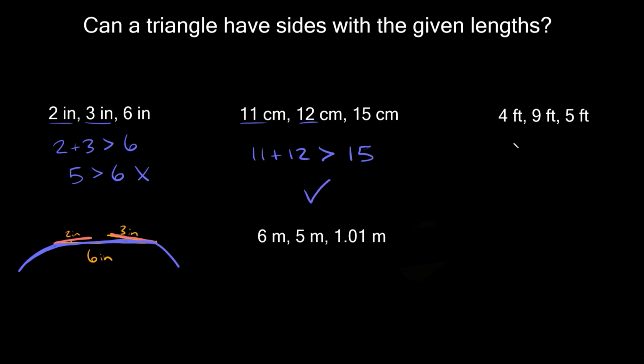What about this one over here? So 4 feet, 9 feet, and 5 feet. So the 2 shorter sides are 4 and 5, right? So 4 plus 5, is 4 plus 5 greater than 9? No, it's not. 4 plus 5 is obviously equal to 9. Okay, so the answer here would be no.